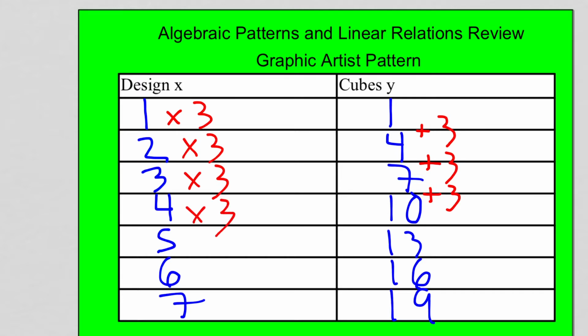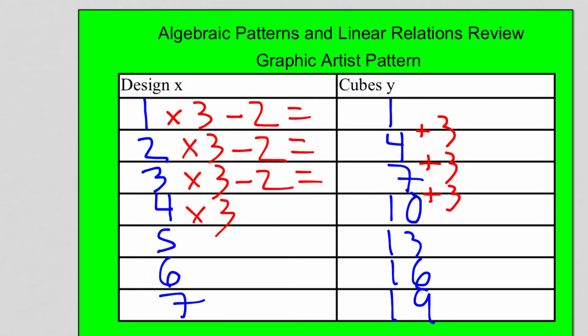In every situation, we want to be able to get the cubes. So 1 times 3 is 3. And then if you subtract 2, that gives you 1. And 2 times 3 is 6. Subtract 2 gives 4. And 3 times 3 is 9. Subtract 2 is 7. So this works in every situation. So that's the algebraic pattern right here.